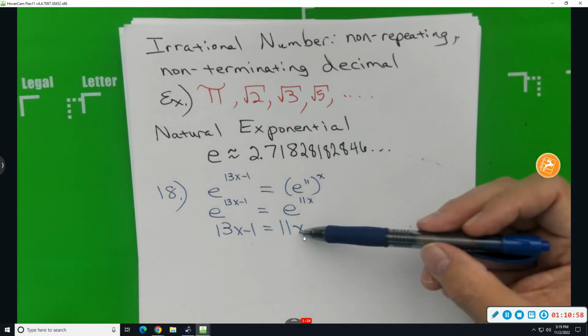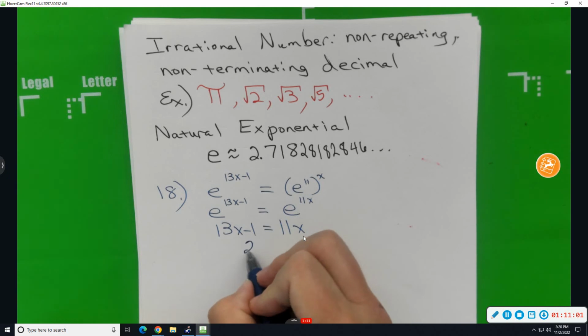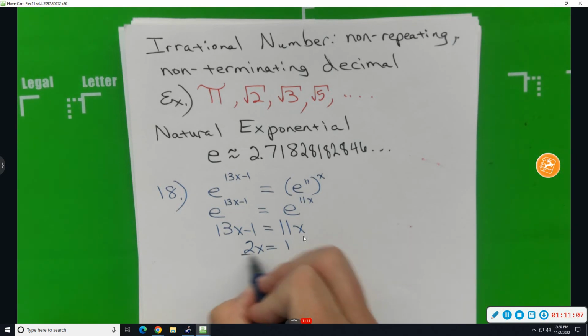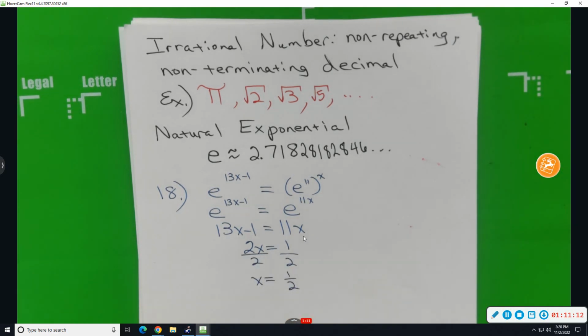Subtract, so 13x minus 11x is 2x. Move that negative 1 over, that becomes a 1. So divide by 2 to give us x equals 1/2.